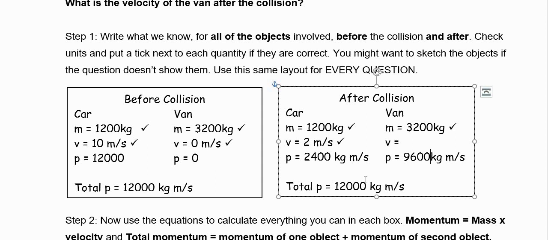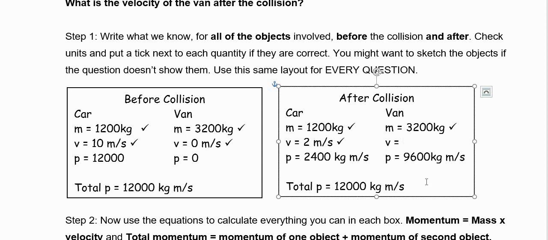Now finally, step 4. You use everything that you have done so far to calculate the one thing that we don't yet know. The purpose of this question. What was the velocity of the van after the collision? How do we do that? Well, we need to rearrange the equation. We know that momentum is mass times velocity. We need to make velocity the subject of the equation.